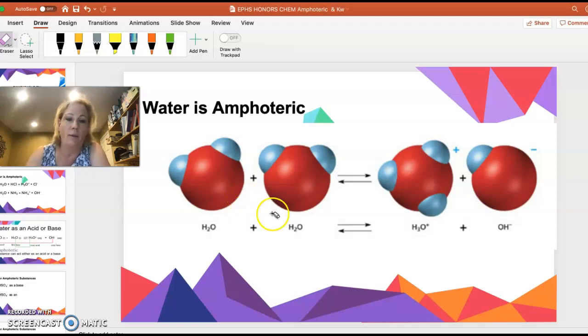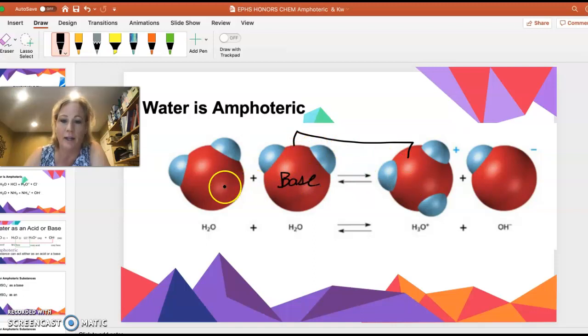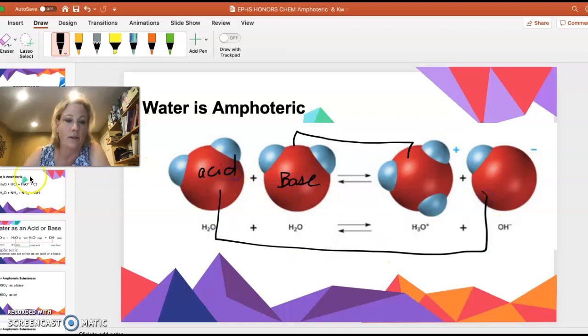And in the video, he was discussing how just two nearby water molecules can collide with one another and transfer a hydrogen. So you can see, for example, if we link these, this is water acting as a base because it accepts a proton, and then this one over here is acting as an acid.